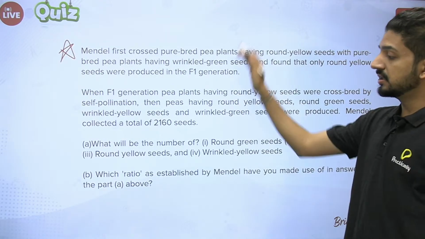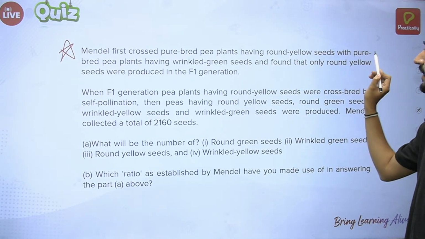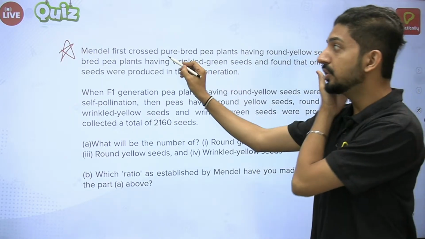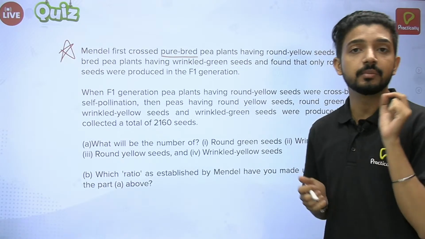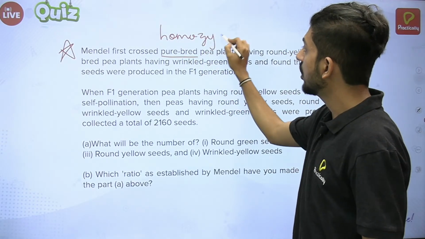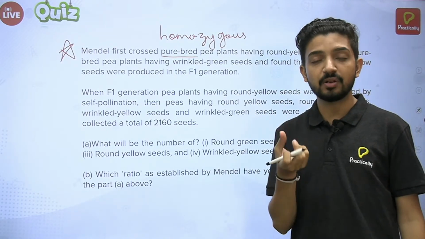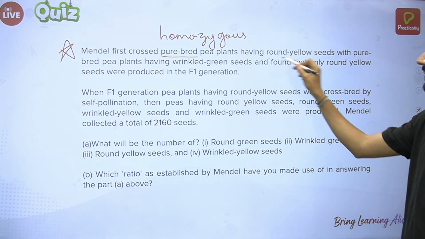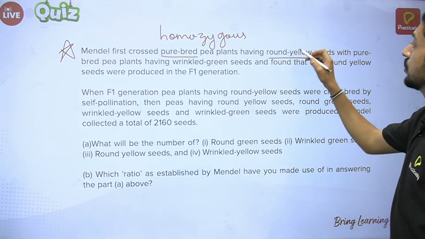Here's the question. Mendel first crossed purebred pea plants having round yellow seeds with purebred pea plants having wrinkled green seeds. Whenever they say purebred, don't get fearful. They basically mean that the plants are homozygous. We all know what homozygous is: both alleles of the pair are exactly the same, like in this case, having round and yellow seeds. We all know that round and yellow is the dominant character. So how will you represent it?